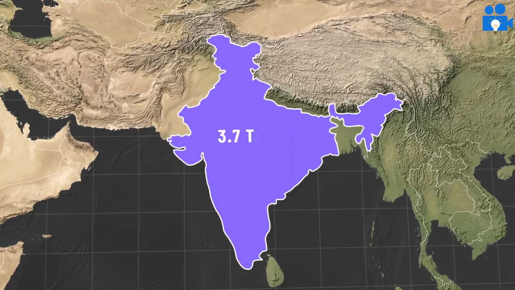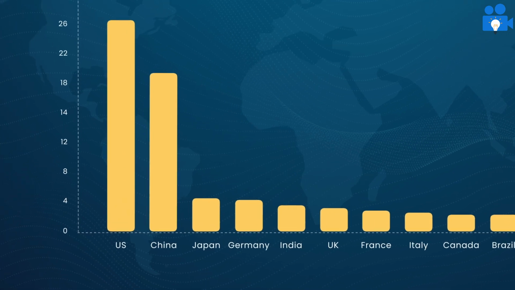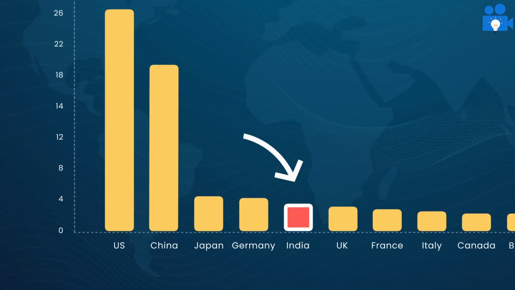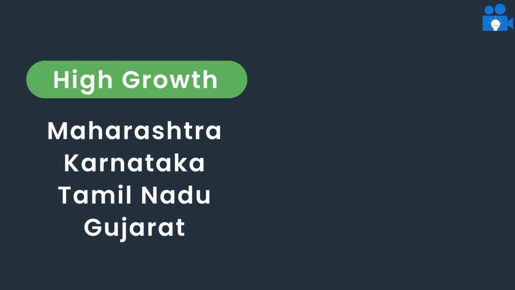India is a 3.7 trillion market. This puts India as the fifth largest economy by nominal GDP. If you look inside the country, few states have been generating the major portion of GDP. States like Maharashtra, Karnataka, Tamil Nadu, and Gujarat generate most of the revenue for the country.